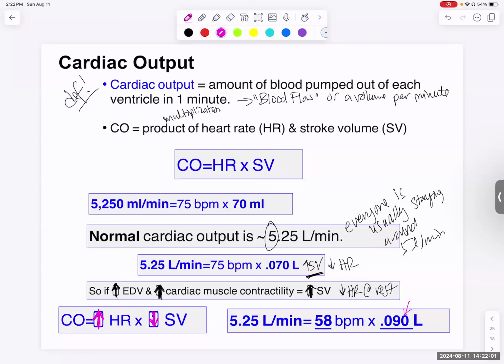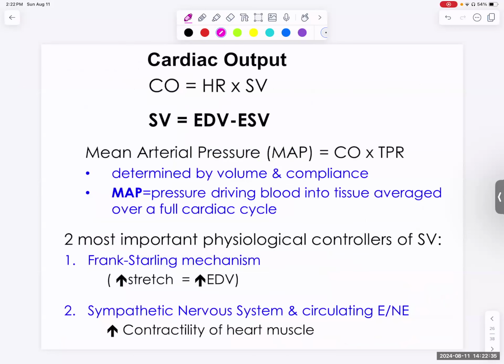Here's an extreme example, super fit heart, pumping 90 mLs per contraction, which is 0.09 liters. This is a really high stroke volume, athlete stroke volume. To meet that 5 liters per minute, the heart only has to beat 58 beats per minute. So that's why a resting heart rate of 55 to 60, that's a strong heart. They're pumping a large stroke volume with every contraction.